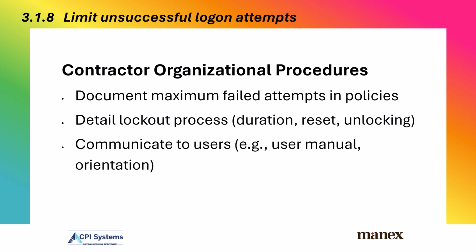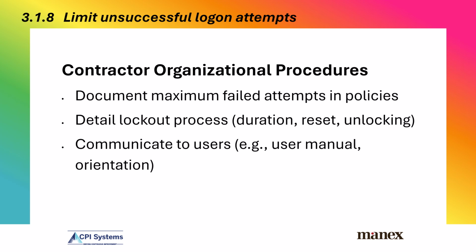Let's look at your organizational procedures as a contractor. First off, document the number of maximum failed attempts in your policies. This would include your access control policy and maybe within your employee handbook acceptable use policy. Of course, detail the lockout process. Be sure to include the period of duration, the reset conditions, and the unlocking process. This will be included in your procedures.